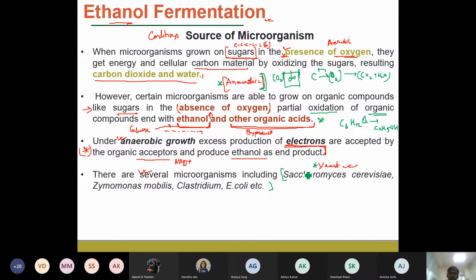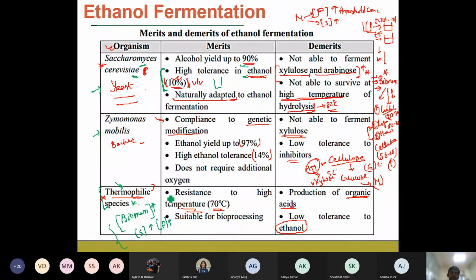So if you see the ethanol production, it takes place using both yeast, such as Saccharomyces cerevisiae, as well as bacteria, such as Zymomonas mobilis. Both of them can be used for the production of ethanol, and both have their own merits and demerits. We have looked into those things, and they have different biosynthesis pathways.